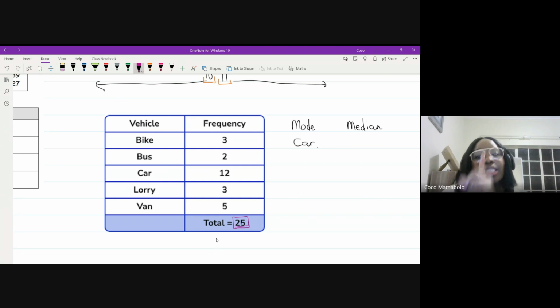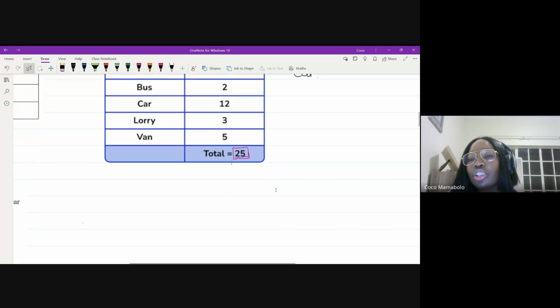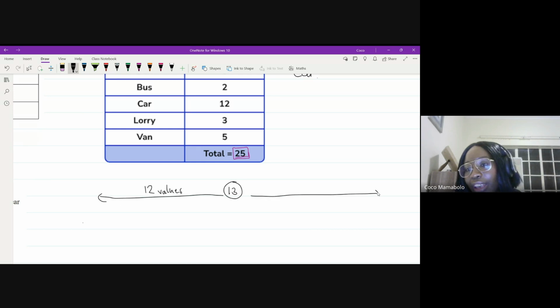12, 13. Correct, Narisha. Because if we think about it, right? If there are 25 people who've been surveyed, the 13th person sits straight in the middle. Then there are 12 values in this direction, and there are 12 values in that direction, or 12 modes of transport in that direction. Is ma'am making sense? Thumbs up.